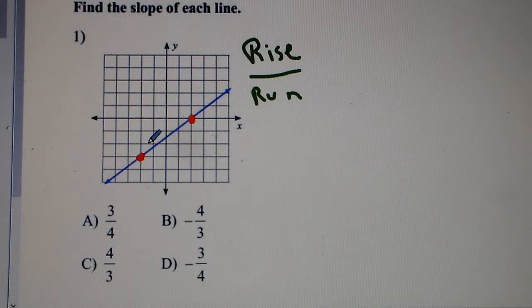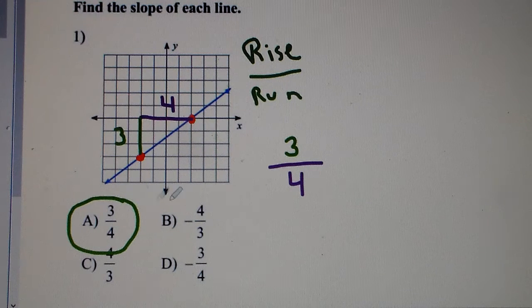So in green I'm gonna do rise, so that's 1, 2, 3 boxes up. So now it's on the same plane. Then just doing purple, run 1, 2, 3, 4. It's 4 boxes to the right. So your run is 4, and your rise is 3. So the slope is 3/4. 3 divided by 4. So for number 1, the answer is A.